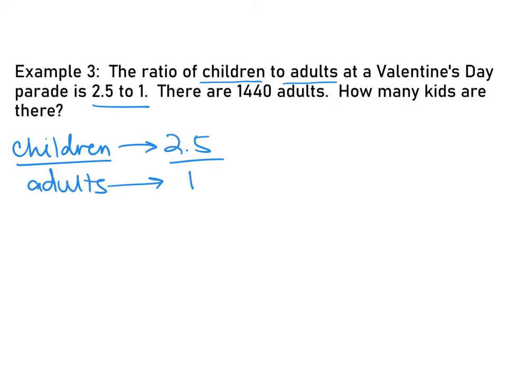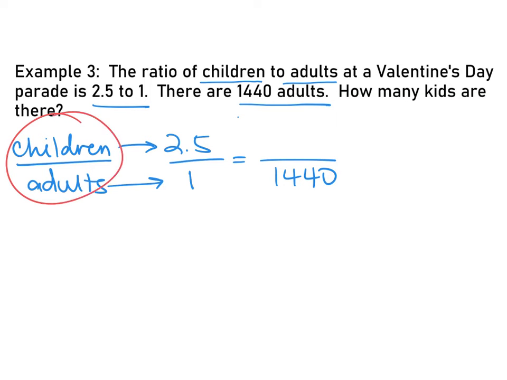Okay? We're going to set up a proportion to solve this. It says there are 1,440 adults. How many kids are there? Okay? So I want to set up a proportion. This is an adults number, so adults goes on the bottom, 1,440. That's why writing something out like this is helpful to make sure all of our units line up. Okay, and then I want to find how many kids there are, so that's where my variable goes. You can use any letter, most often we use X.